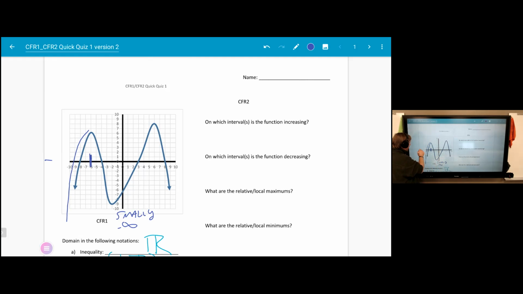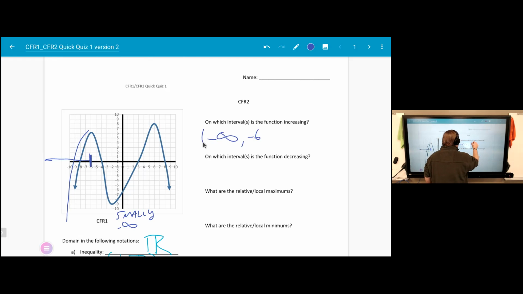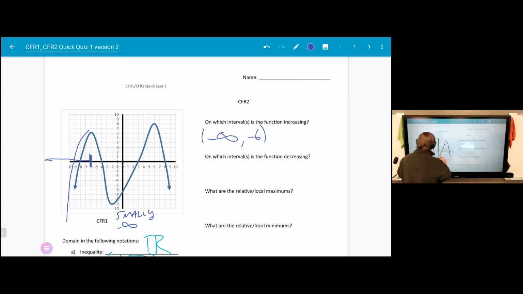It's going up all the way, then it stops going up right there. So from negative infinity until -6, that's an interval where it's going up. Now, if I look for the next part, this part is actually going down. That's a decreasing interval. Starting here and ending right here, that function is going down.